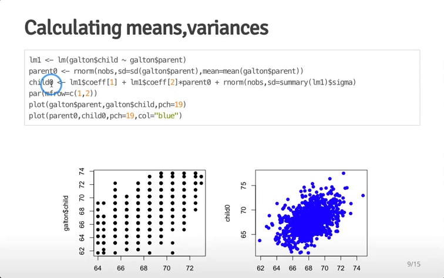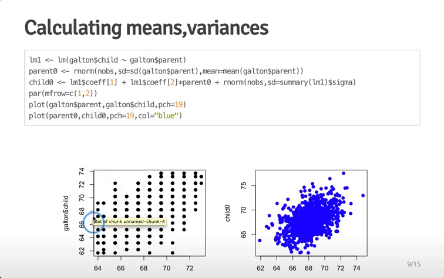Then I'm going to generate child heights directly from this same linear model. So I've got the coefficient estimate for the intercept and the coefficient estimate for the slope, which I multiply by my simulated parent heights. And then I add noise or measurement error, which is going to have a standard deviation equal to the amount of variability that you would observe in the residual variation after fitting the linear model.